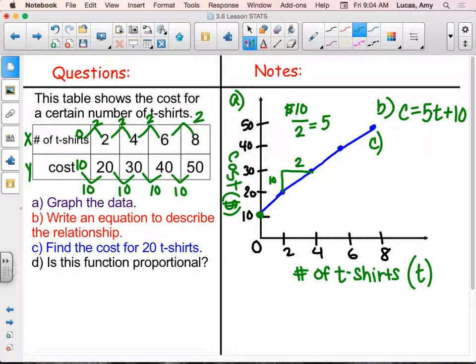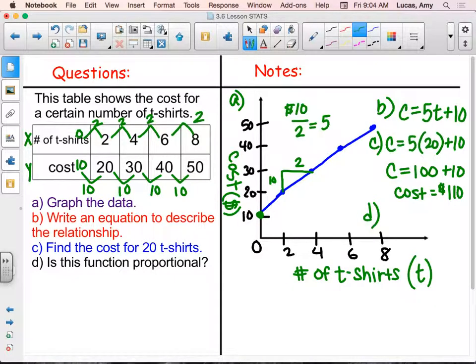Okay, find the cost for 20 t-shirts. So now I need to plug in 20 and solve it. Well, 5 times 20 is 100 plus 10, so the cost would be $110. And then part D, is this proportional? No, it's not proportional. It's a line, but it doesn't go through 0, 0.